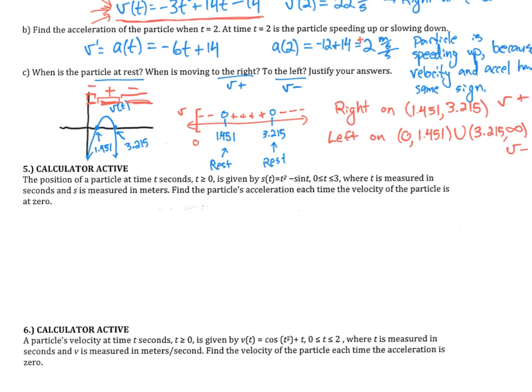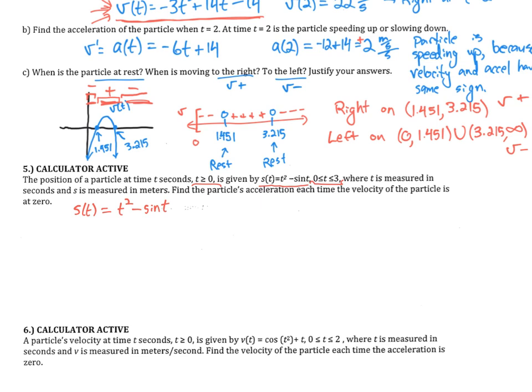So what we're given is the position of a particle at any time t seconds, again, with t greater than 0, and we're given this function right there. I'm going to write it down slightly bigger in the space given. So the position s of t equals t squared minus sine of t. And then it gives us a specific interval of time from 0 to 3. And then t is measured in seconds and s is measured in meters.